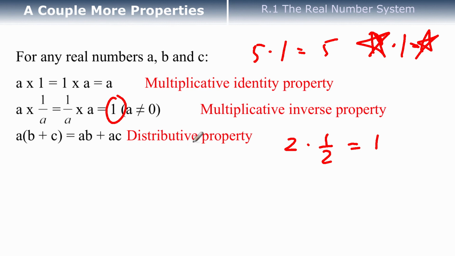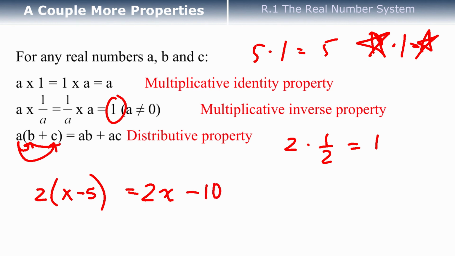Last property is the distributive property, and if you're multiplying a factor by a binomial, or by two things inside, what you can do to simplify that is multiply the a first by the b, and then multiply the a by the c and add the results. So if I had 2 times x minus 5, for example, I could go 2 times x is 2x, and then 2 times a negative 5 is negative 10. Okay? So that's an example of the distributive property.